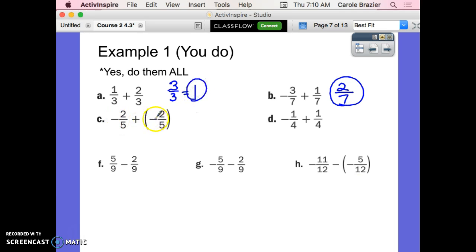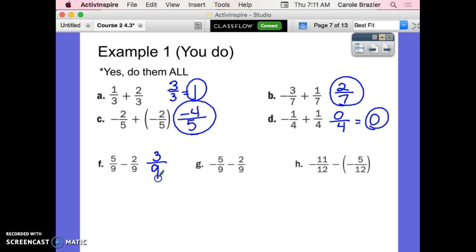A negative 2 plus a negative 2 is negative 4/5. It's simplified, I'm done. A negative 1 plus 1 is actually 0/4, so this one just becomes 0 because I have nothing there. 5 minus 2, since they're both positive, I'm just going to do the simple subtraction. So 5 minus 2 is 3.